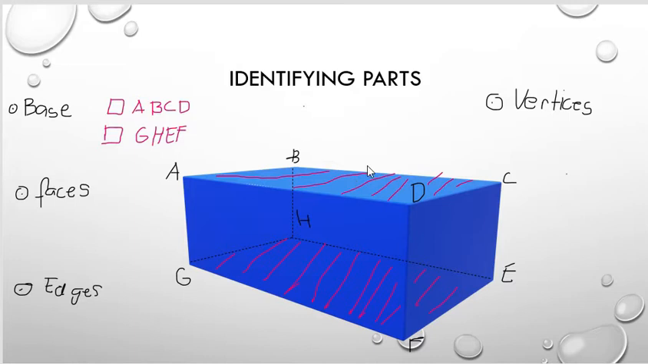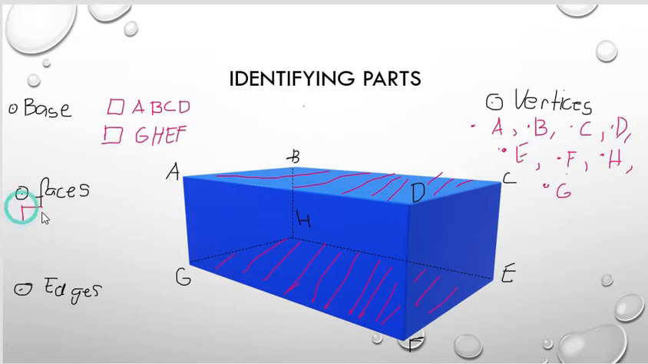Okay, let us identify the vertices. There's actually a lot of vertices here. So you have point A as one of the vertices, point B, point C, point D, point E, right? Point F, point H, and then point G. Okay, so these are all the vertices, the connection of three planes.